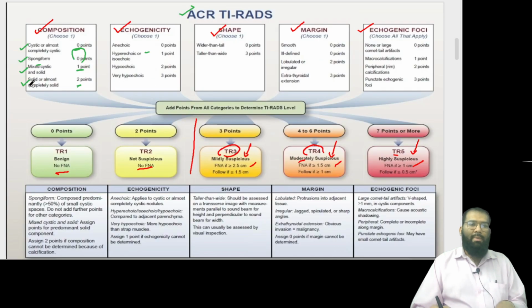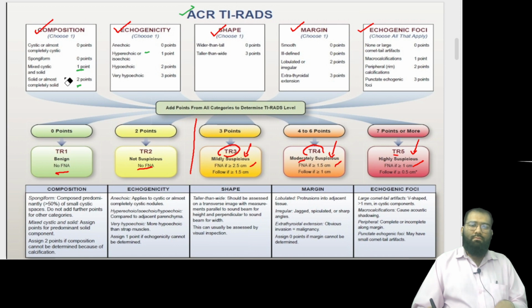So now depending upon this, if it is anechoic, you give 0 points. If it is hyperechoic, you give 1 point. If it is hypoechoic, you give 2 points, and very hypoechoic, you give 3 points. So जितना ज़्यादा hypoechoic उतना points ज़्यादा मिलेगा. Okay, उसको. So this is what you need to understand.